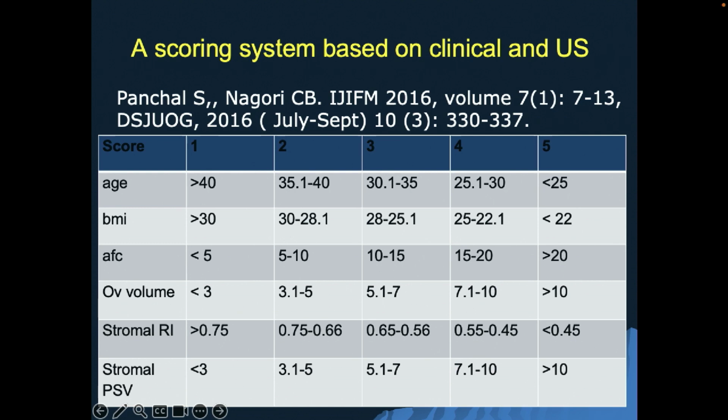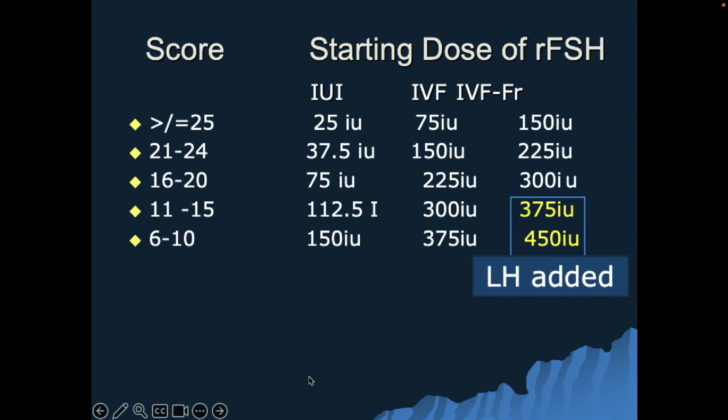Say, for example, there is a patient who is 32 years of age, who has a BMI of, say, 29, has AFC of 7, ovarian volume of 6 cc, stromal RI of, say, 0.6, and the stromal PSV of 4. That means her score comes to 3 and 5 and 7, and 3, 10, and 3, 13, and 2, 15. Yes? Now, depending on what is the score, there is a prefixed dose, whether it is an IUI cycle, an IVF fresh transfer cycle, or an IVF frozen transfer cycle. At the most, you might have to increase the dose once, but in more than 80% of cases, you don't have to change this dose, and this takes you to the mature follicle and the good endometrium.